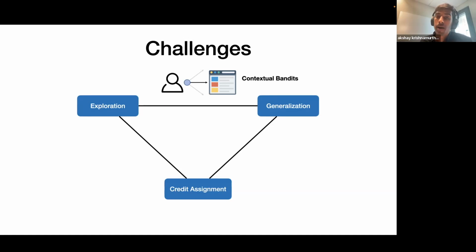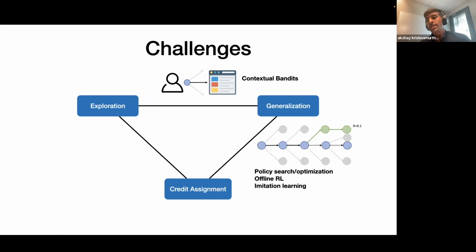That's contextual bandits. And this problem is actually quite practically useful in its own right. Then turning to generalization and credit assignment, there's a bunch of methods in this. They're called policy search or policy optimization methods. There's a bunch of different formulations here. Another formulation is called offline reinforcement learning. Another one is called imitation learning. These are also becoming quite useful in their own right.